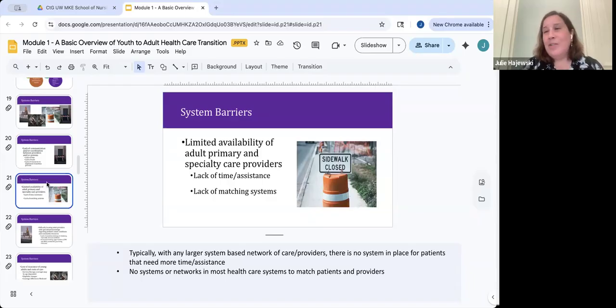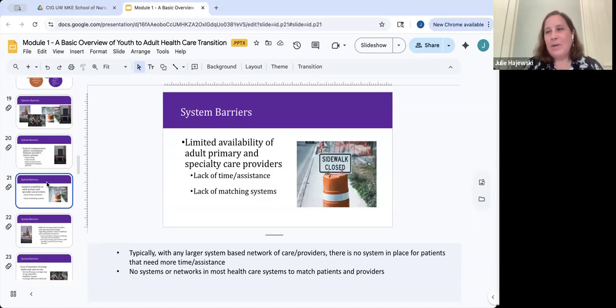Lack of matching systems. I spent 5 years at the Youth Health Transition Initiative trying to work with UW Health to say, hey, how are we going to match up this population with adult providers? Is there a way we can put something in with our welcome center? Is there surveys, et cetera? And didn't make a lot of progress.